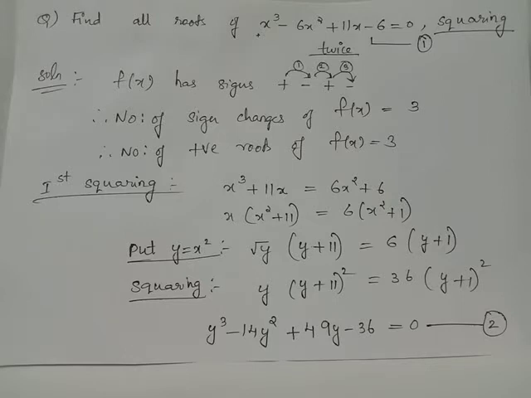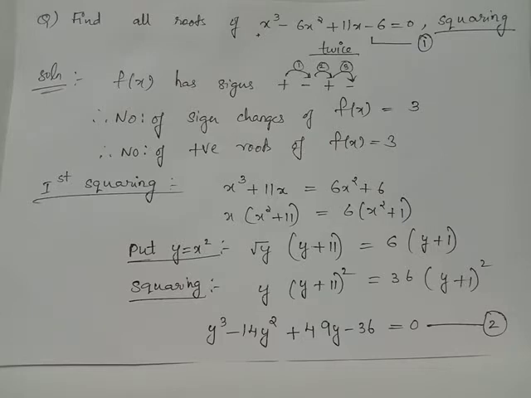We have in f of x a total number of 3 sign changes. Considering the first two terms, the sign has changed from positive to negative. Considering the second and third terms, the sign has changed from negative to positive. Considering the last two terms, the sign has changed from positive to negative. Therefore, there are a total of 3 sign changes in f of x. Hence, the number of positive roots of f of x will be equal to 3, or this given equation will have all the 3 roots being positive.